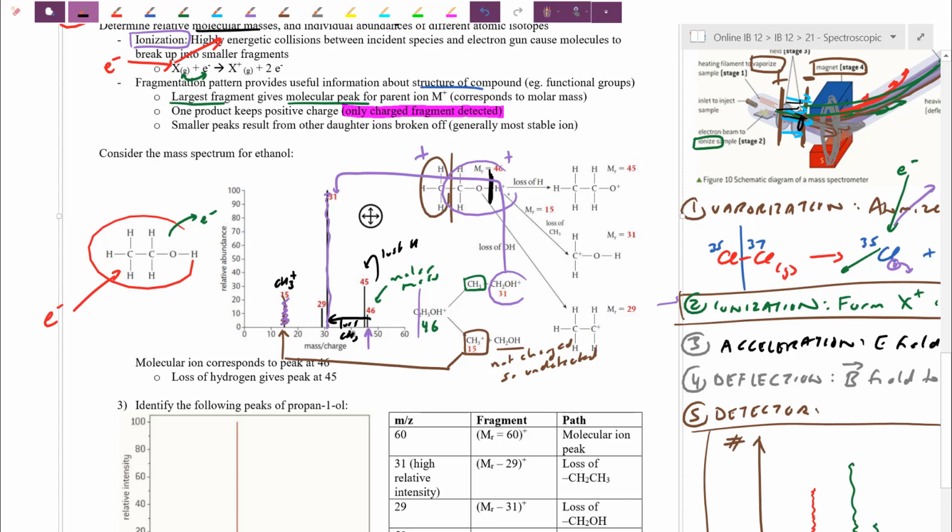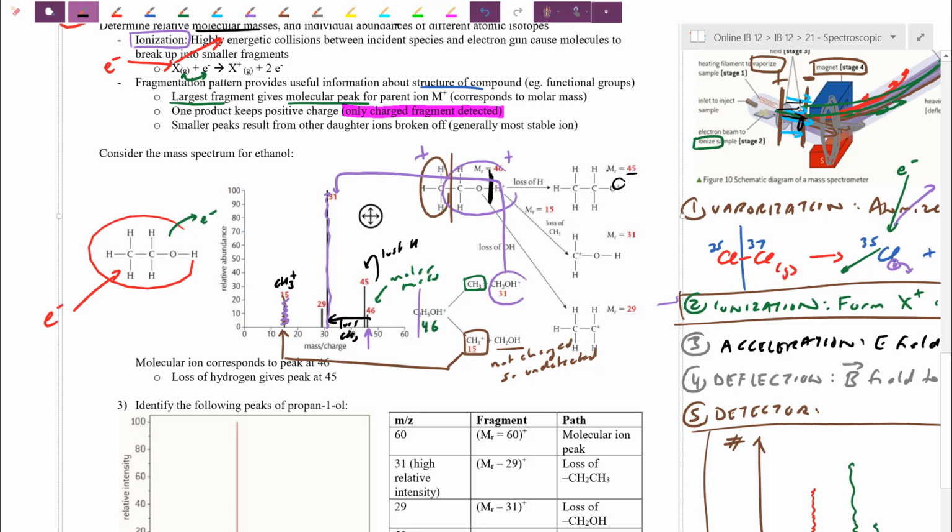So they demonstrate this for you here. If I lost an H, notice again it's the positive fragment. The peak I see at 45 is because of this grouping here. If I end up losing a methyl group here, where the CH2 has the positive, that ends up sensing as a 31. There's another grouping here.